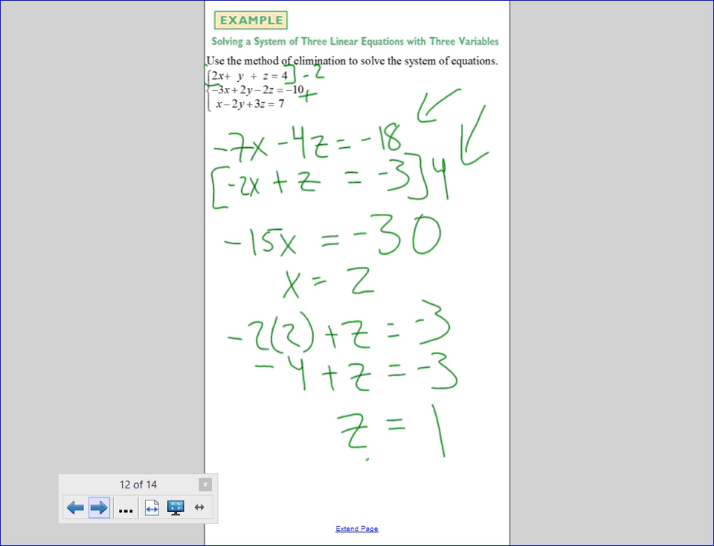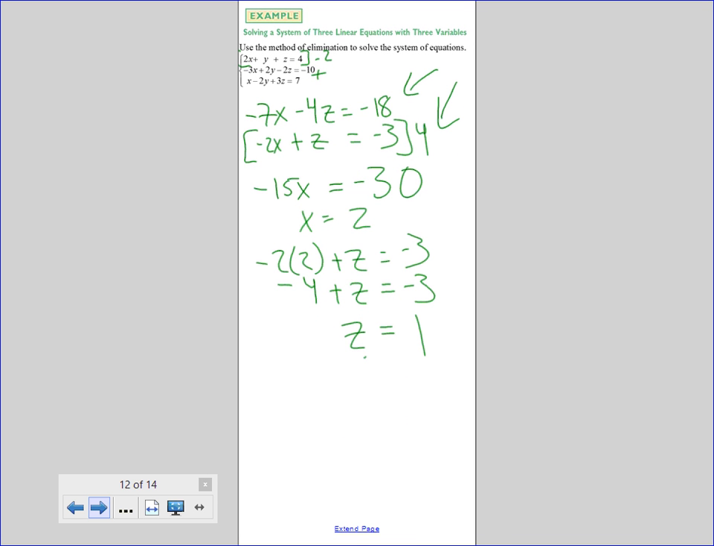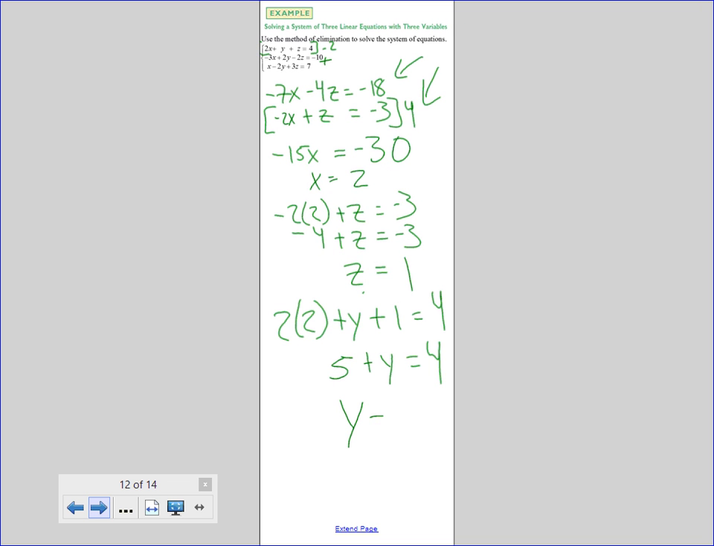Well, the final step here is to now go back to our original 3 equations, all right, and plug in our x value, plug in our z value, and then we'll figure out what y is. Okay. So I'll do that. I'll go ahead and plug in to, let's pick the top equation. So it's going to be 2 times 2 plus y plus 1 equals 4. All right. So I end up with 5 plus y equals 4. And then when I solve for y, I'll get that y equals negative 1.